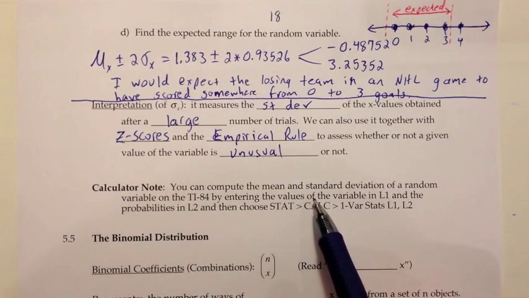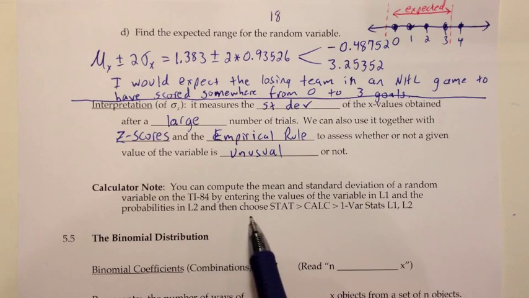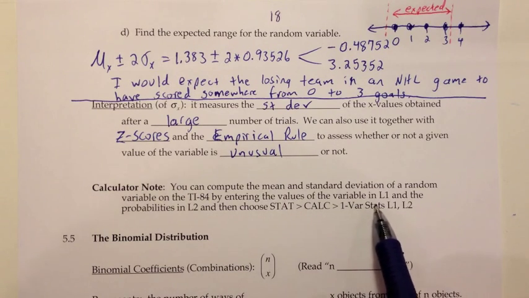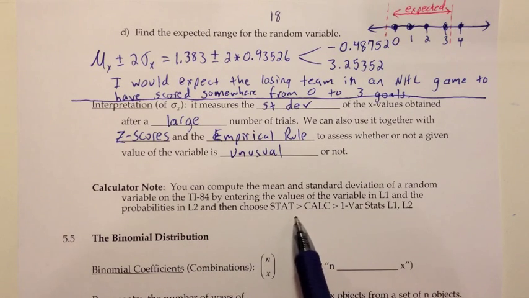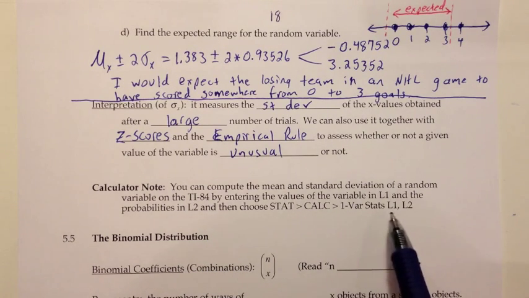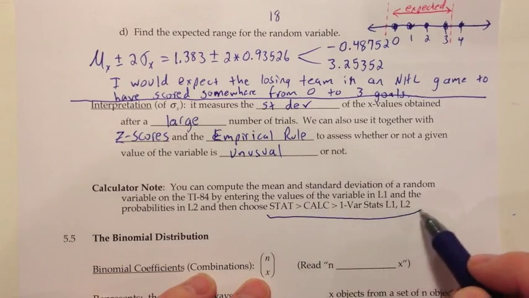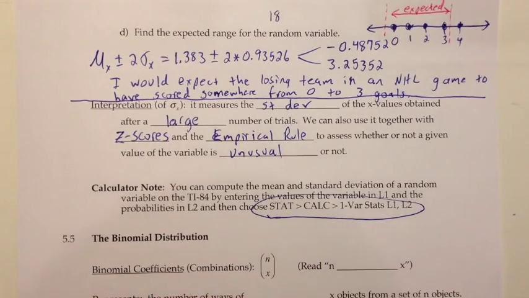And then the calculator note, which I showed you on the previous page, is you can compute your mean and standard deviation of a random variable on the TI by entering the x values into L1, the probabilities into L2, and then just go stat calc one variable statistics L1, L2, and you can just do that instead of having to do the whole table. Alright, that finishes up section 5.4.